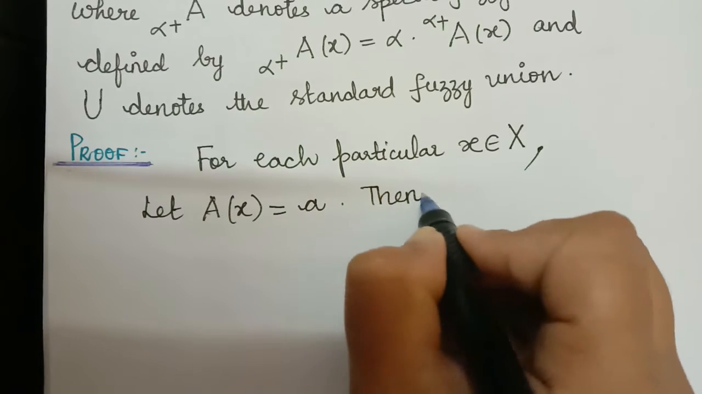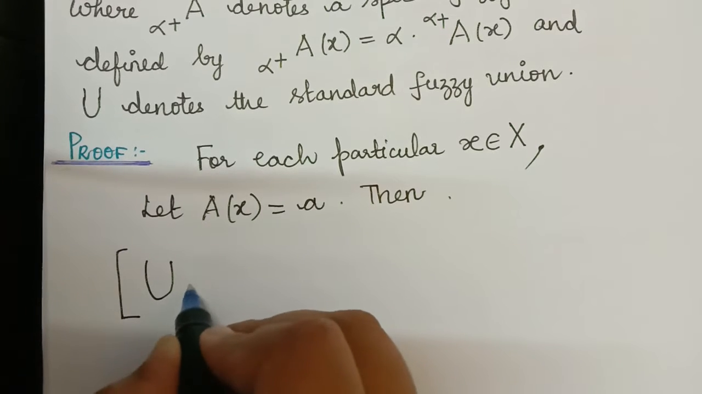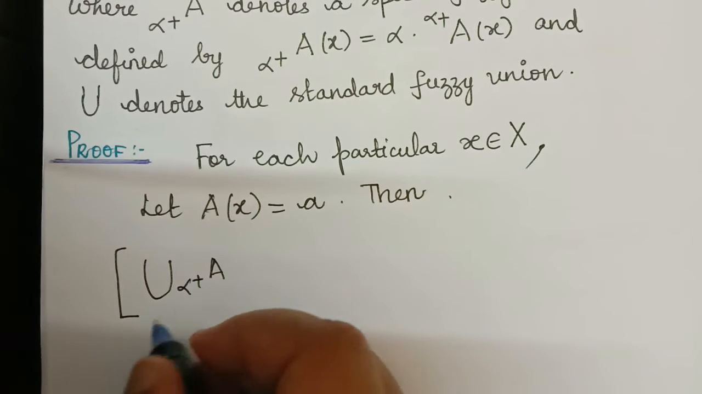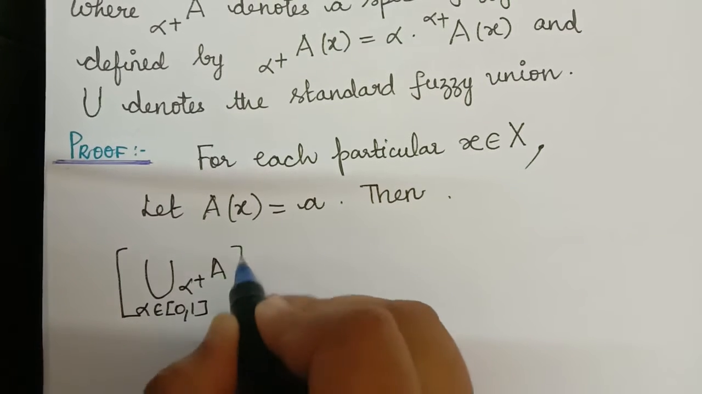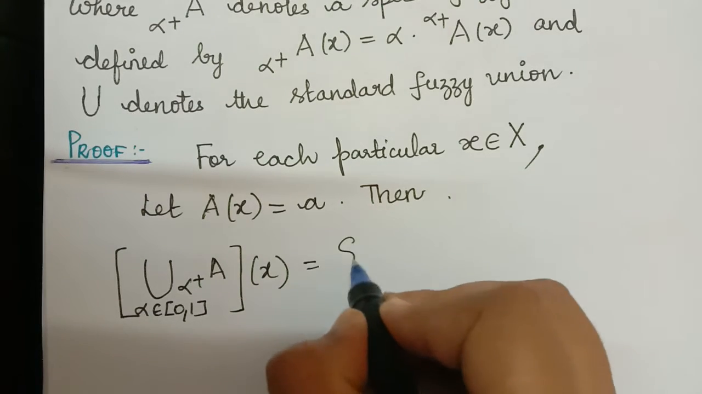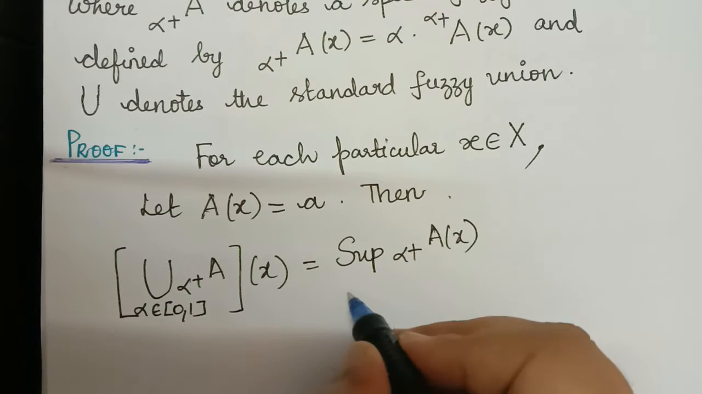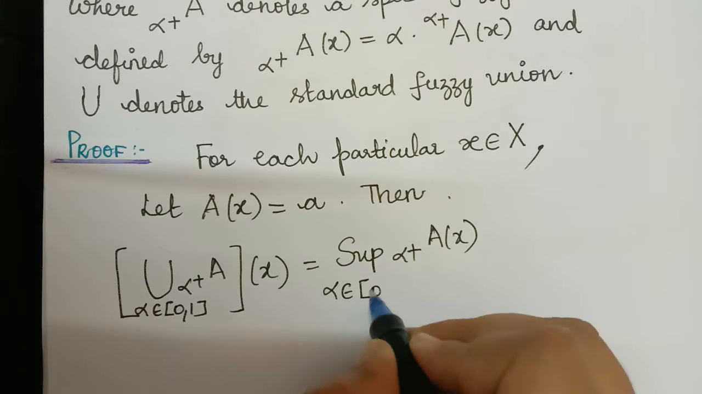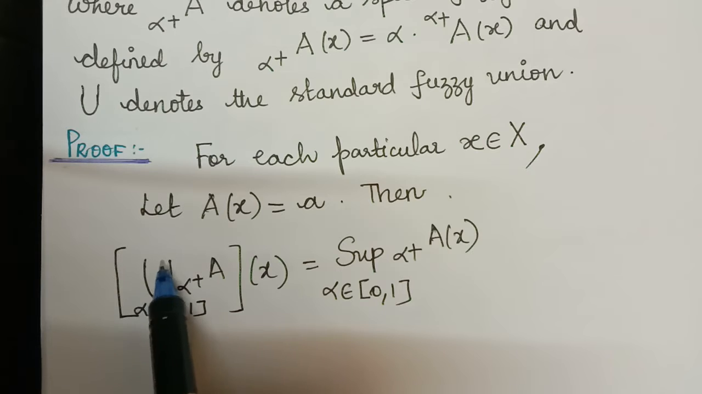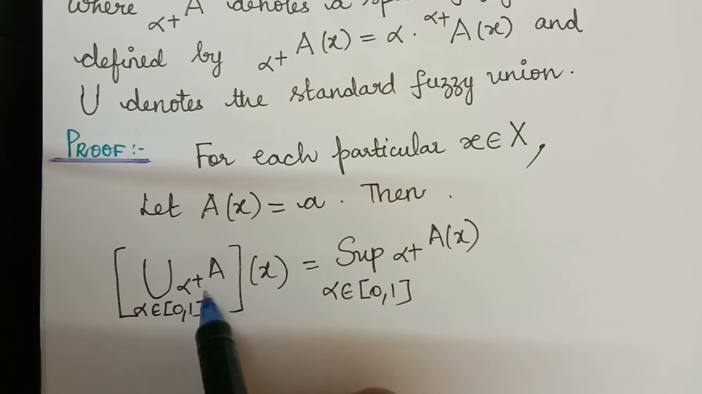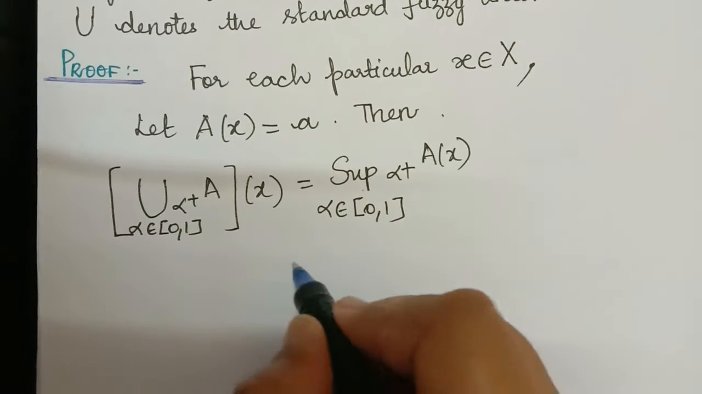So if this is the membership grade, we can write the union of all special fuzzy sets with respect to the strong alpha cut, where alpha is an element of the closed interval [0, 1], at x, as the supremum of alpha multiplied with the strong alpha cut of A at x, for alpha an element of [0, 1]. Because it is a union, it will be a maximum, and because we have many sets, we take the supremum.